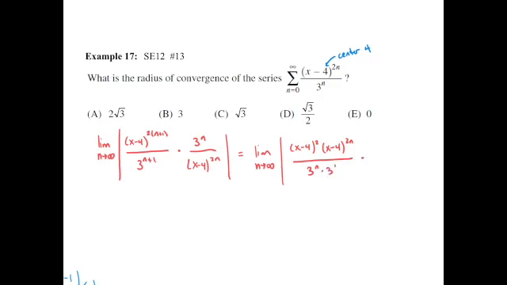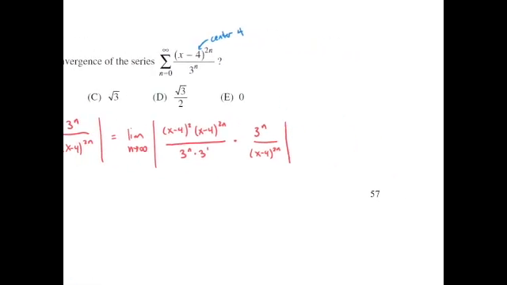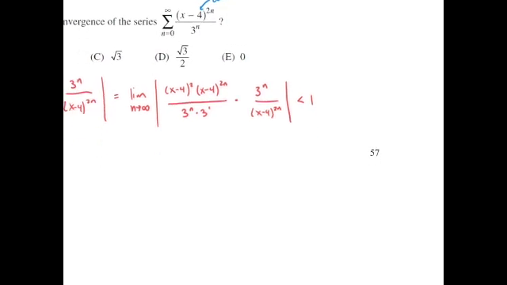And then, of course, 3^n and (x minus 4) to the 2n. None of that can really simplify. Okay, now again, this must be less than 1 if in fact the series is going to converge. So what we're going to do is cancel some items. So we have a cancellation here and a cancellation here.